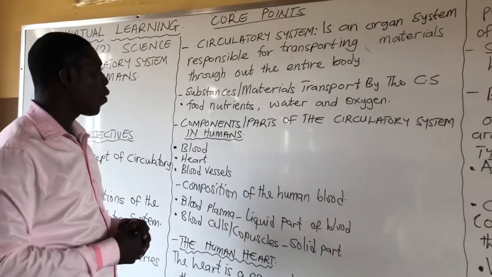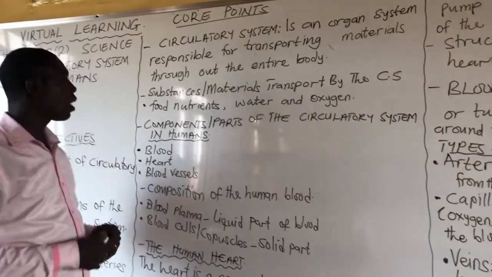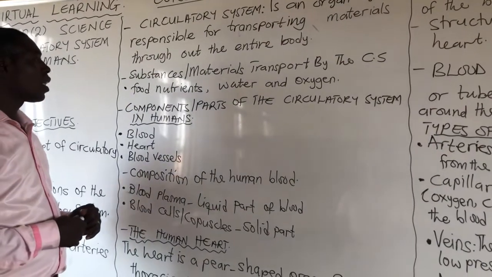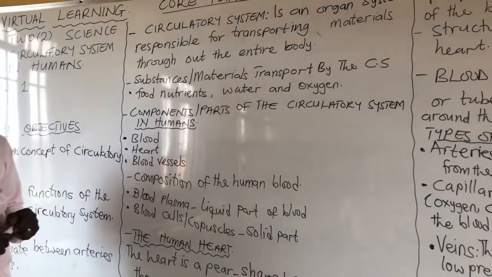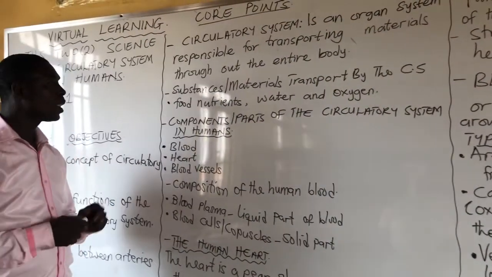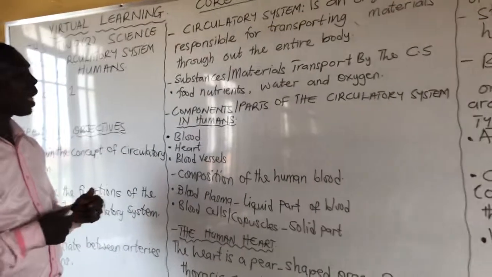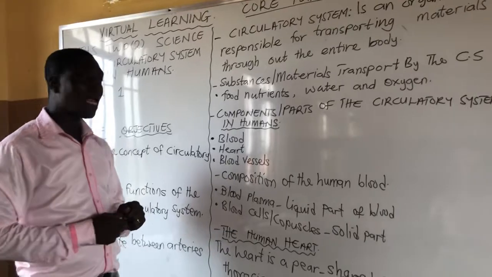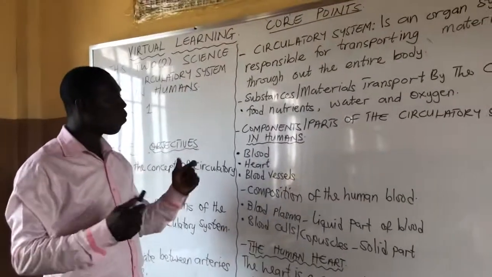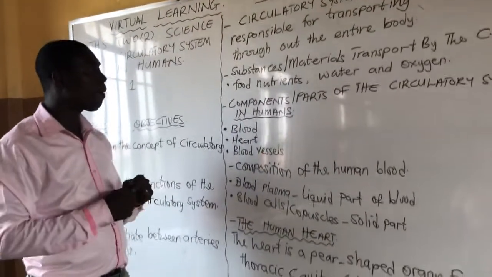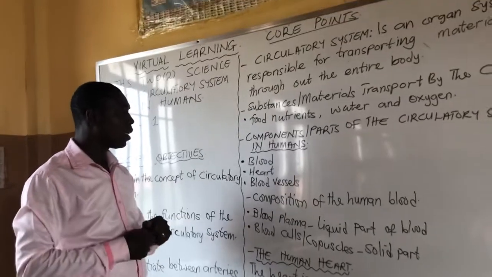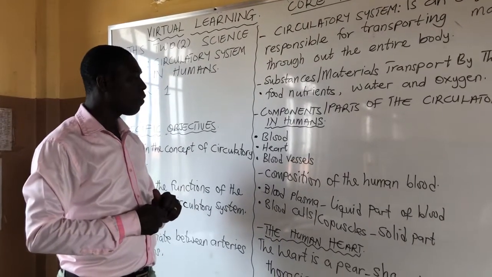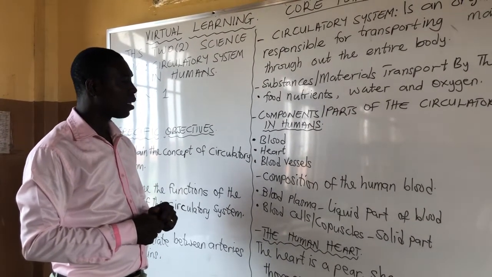Let's look at the components or parts of the circulatory system in humans. The circulatory system in humans is made up of the blood, the heart, and the blood vessels. So, parts of the circulatory system: we have the blood, we have the heart, and we have the blood vessels.